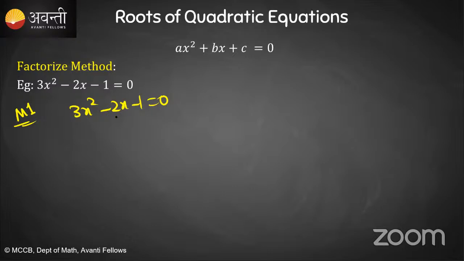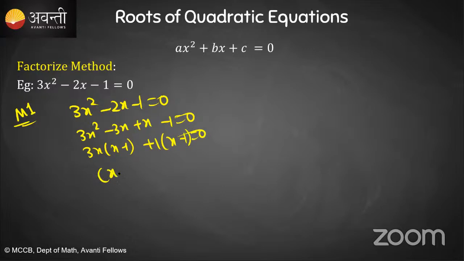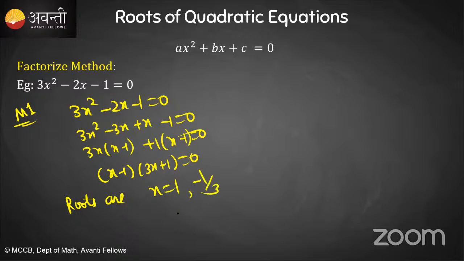3x square minus 2x minus 1. Now factorize this. 3x square minus 3x plus x minus 1 is equal to 0. So 3x into x minus 1 plus 1 into x minus 1 is equal to 0. So x minus 1 times 3x plus 1 is equal to 0, right? So what is the answer? Roots are either x is equal to 1 or x is equal to minus 1 by 3. Yes or no? Is this clear? What was the second method?